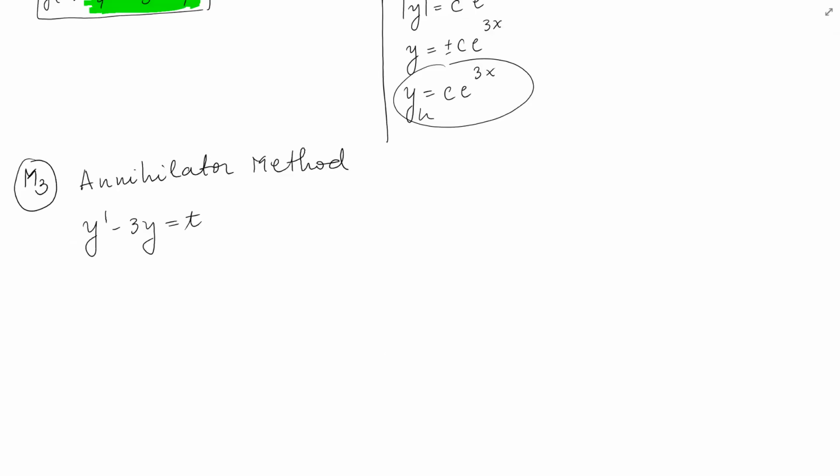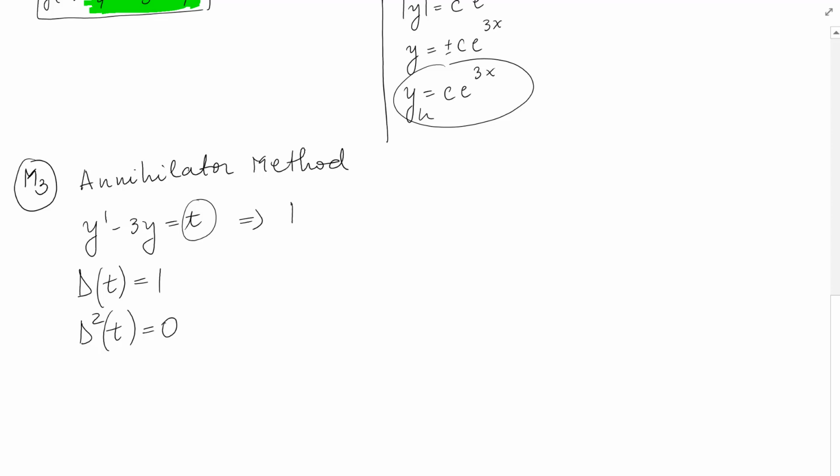Now let's do the same problem using the annihilator method. So y prime minus 3y equals t. Now in the annihilator method, we have to think: what is annihilating t? What do we apply to t to make it 0? So if we take the derivative of t with respect to t, we get 1. D squared applied to t, the second derivative, is 0. So the annihilator of t is d squared, the second derivative with respect to t.